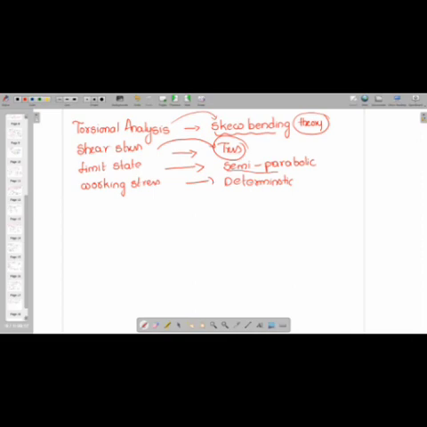Rohit, did I answer your question? Torsion depends upon both shear and moment. That is the reason.